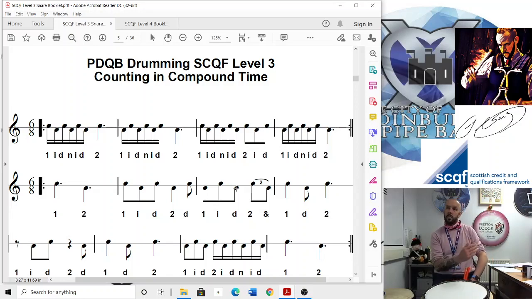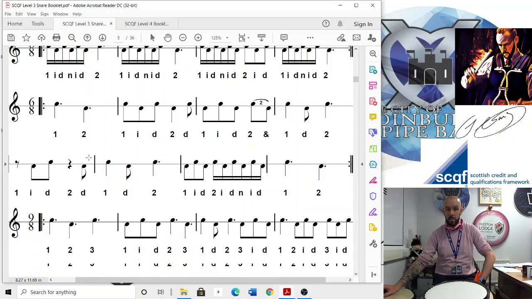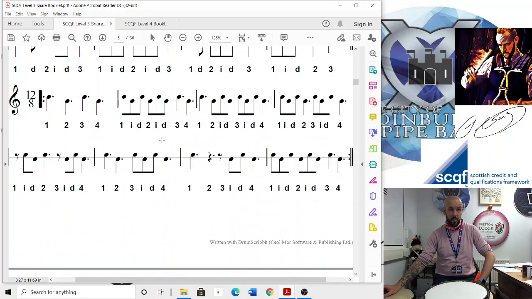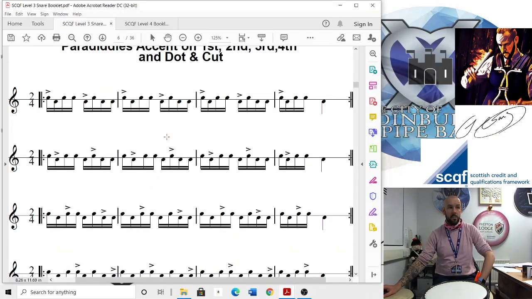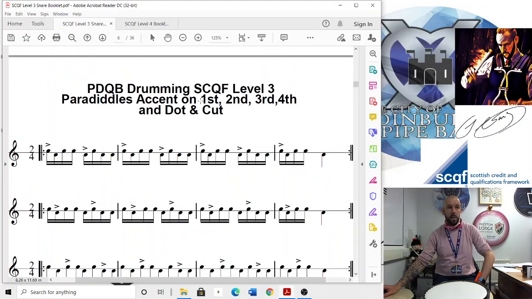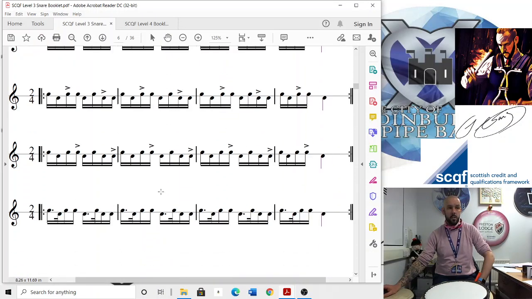Because that's what's going to give us the sense of rhythm that we're looking for. It's not just being able to count it, it's giving us the rhythm. So when we play things like 6/8 marches, it's day 1, day 2, day 1, day 2, day. It's not only being able to count it, but it's giving us a strong sense of rhythm. So please spend some time on this exercise sheet and be able to play it and say it, okay? And then our next exercise will be accented paradiddles, accenting the first, second, third and fourth, and then a cheeky wee dot and cut at the end.